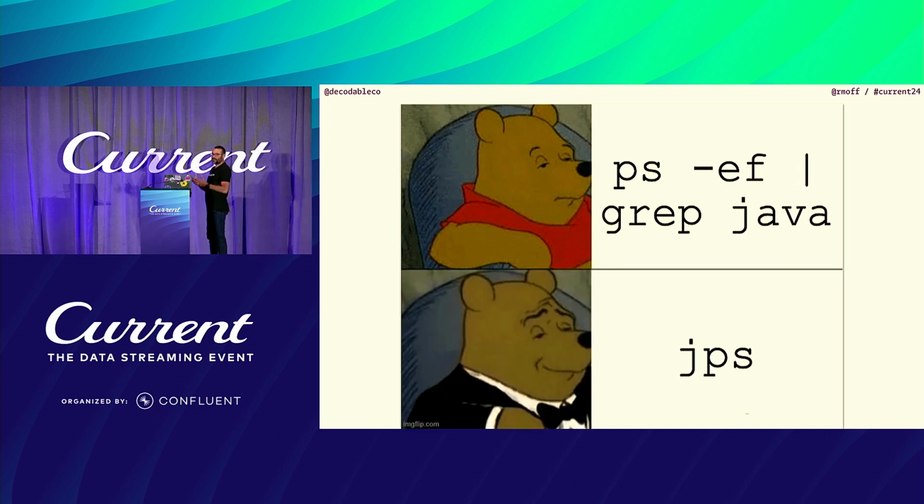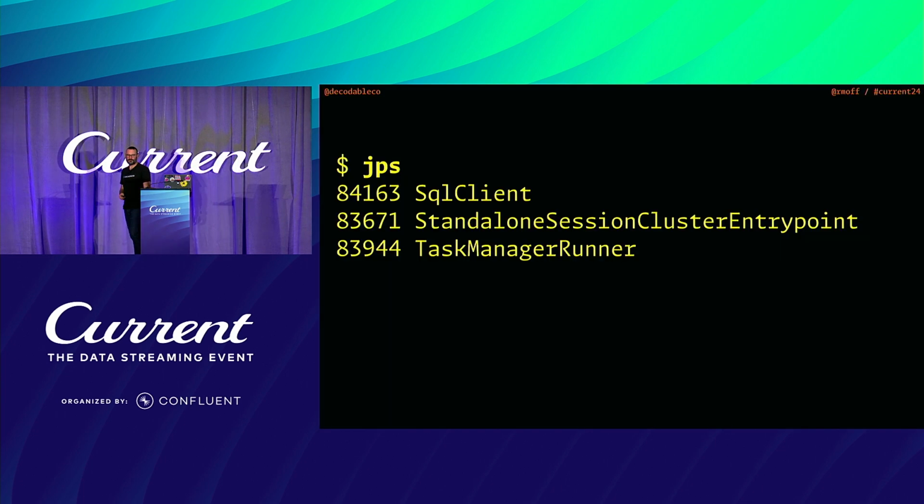But actually, there's a Java tool that does that. JPS tells you the Java processes. So we do JPS, and it says, there's your Flink cluster. You've got your SQL client, you've got your standalone session, which is the job manager, and we've got the task manager. Okay, so that's useful. What Java processes are running? JPS.